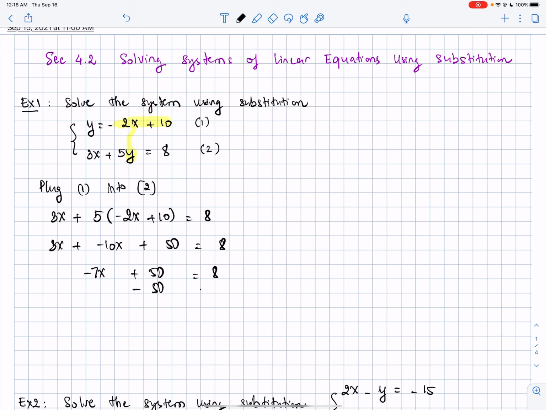Then we combine like terms, so we get negative 7x plus 50 equals 8. Now we subtract 50 from both sides, so negative 7x equals negative 42. Divide both sides by negative 7. So x equals 6.